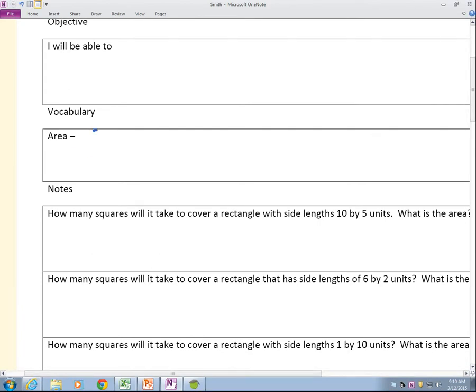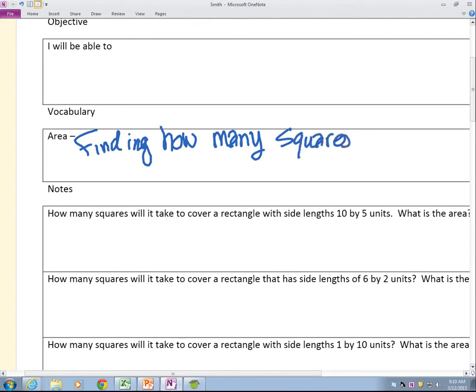So the area is finding how many squares. Finding how many squares it takes to get the Tootsie Roll center of a Tootsie Pop. No. Just keeping you involved. How many squares it takes to cover the surface of a figure.